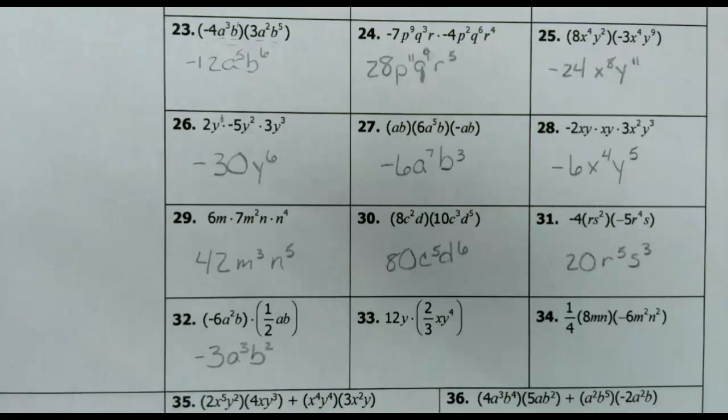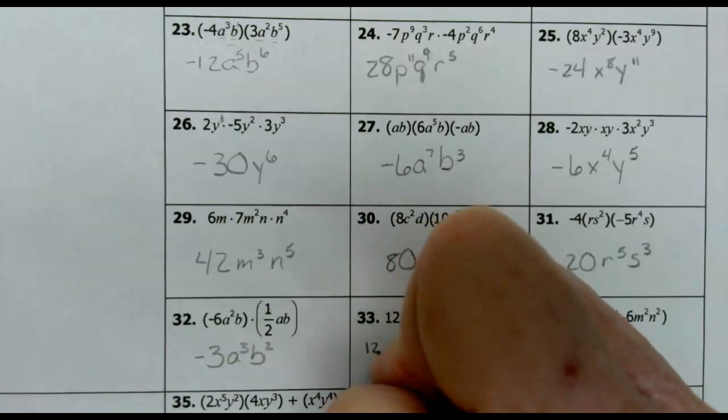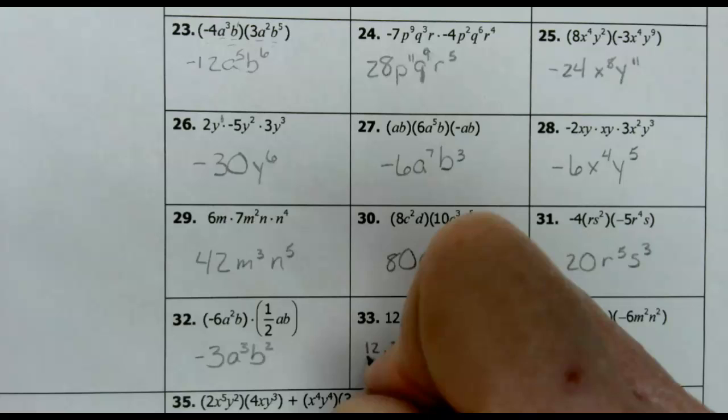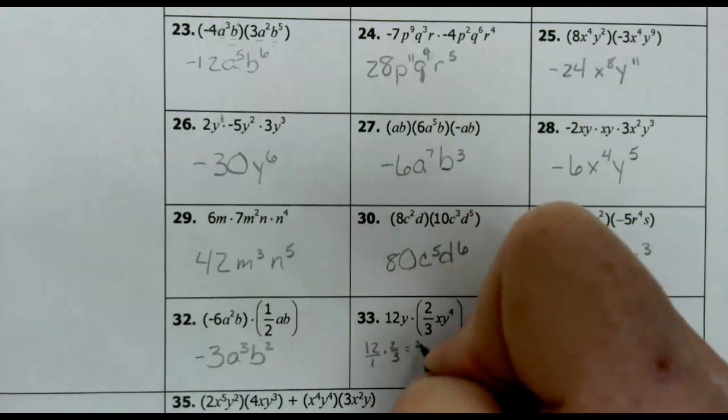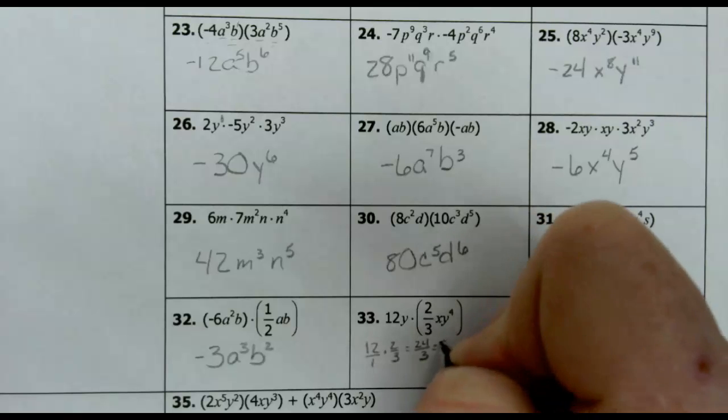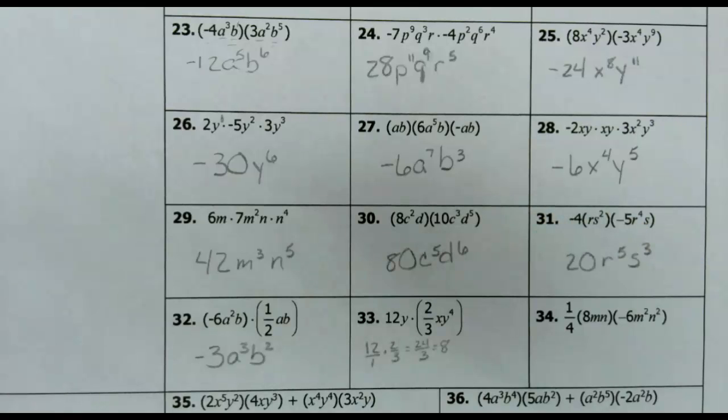Now that one, when you think half of 6, that might be a little easier. But now in 33, I've got 12 times 2/3. Remember, 12 times 2/3, you could put it over 1. You could multiply straight across, which is 24 over 3, which simplifies to 8. So think about your fractions. You can set them up as those whole numbers, turn them into fractions. Or you could even cross cancel. I don't know if you remember doing that before.